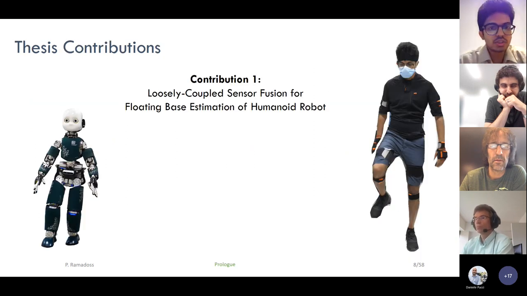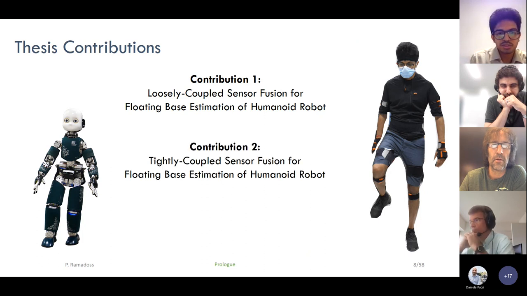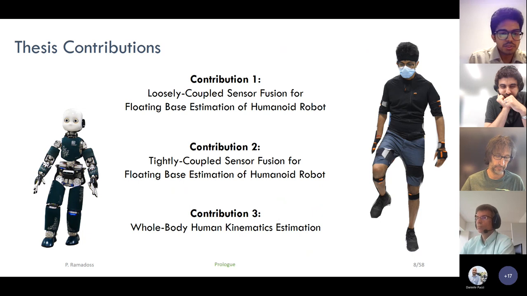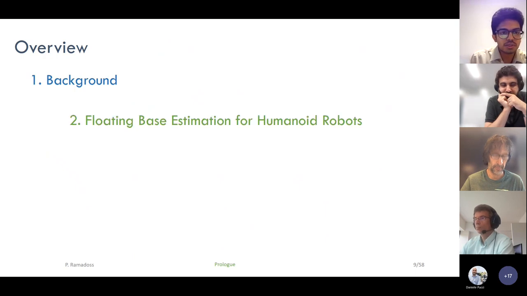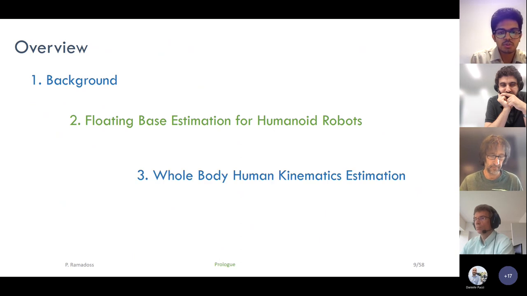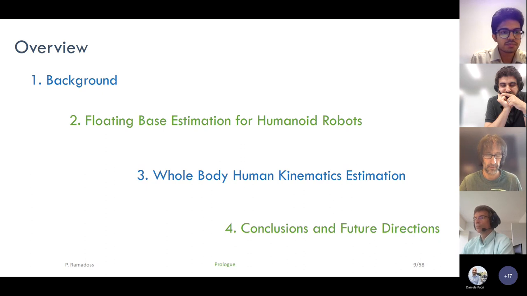There are three contributions to the thesis. The first one is a loosely coupled sensor fusion for floating-base estimation of humanoid robot. The second one is a tightly coupled sensor fusion, again, for the floating-base estimation of humanoid robot. And finally, I present whole-body human kinematics estimation. As an overview for the remainder of this presentation, I'll first go through the background, then present the contributions for the estimation for the robots. Then I present the whole body human kinematics estimation, followed by conclusions and future directions.